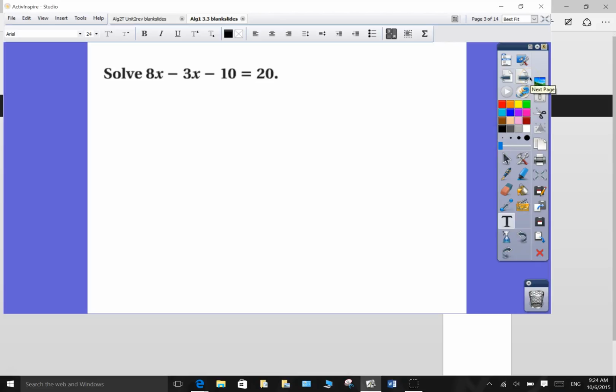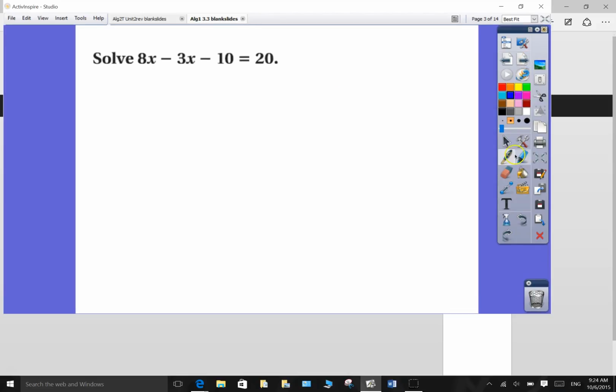So this is the first example of an equation that will need multi-steps, meaning more than 2 steps to solve. And you can see from the expression on the left side of the equal sign that there are like terms, that is, terms with the same variable raised to the same power, which means they can be combined. And 8x minus 3x, again, you combine them by combining the coefficients. So 8 minus 3 would be 5x.